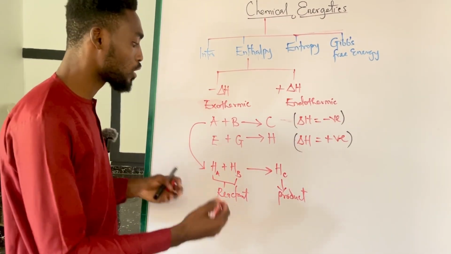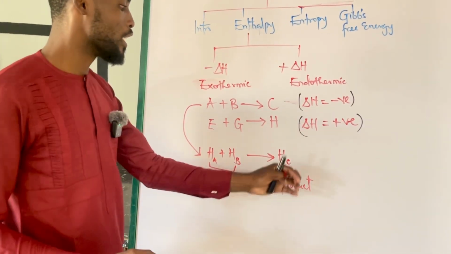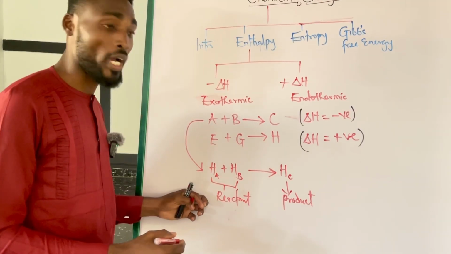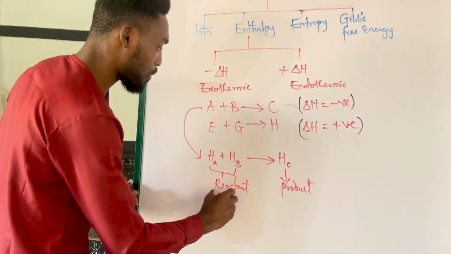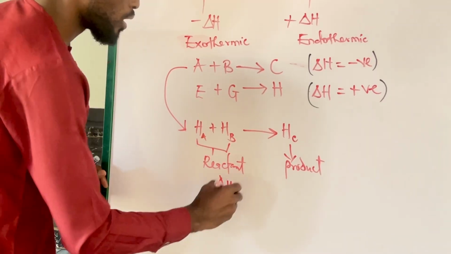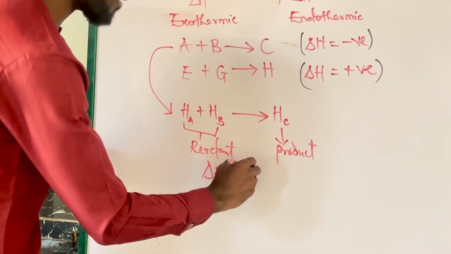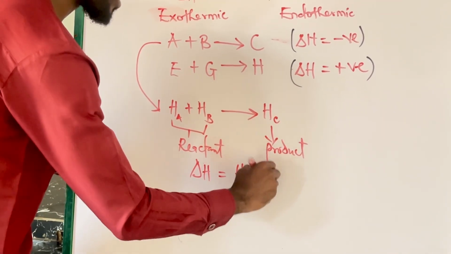Calculating change in enthalpy, what you simply do is subtract the heat content of the reactant from the heat content of the product. Whether it is one, two, or a million, we don't really care. We have our change in H, enthalpy, equal to H product minus H reactant.